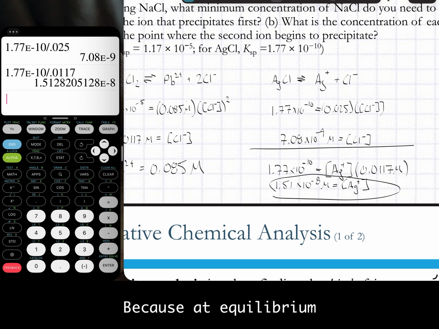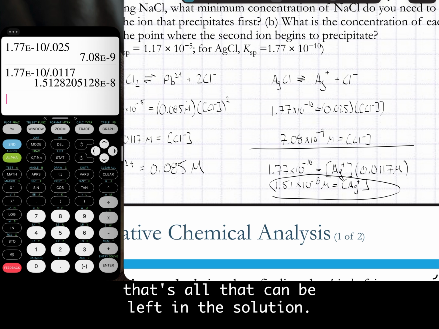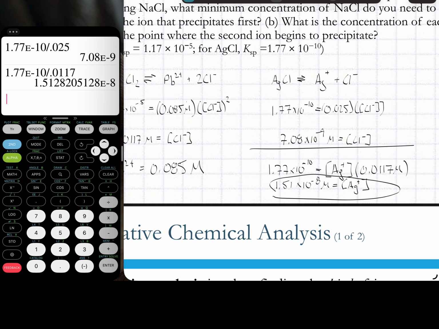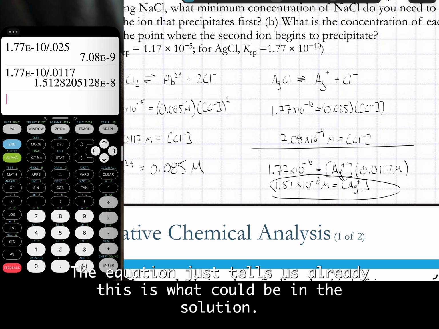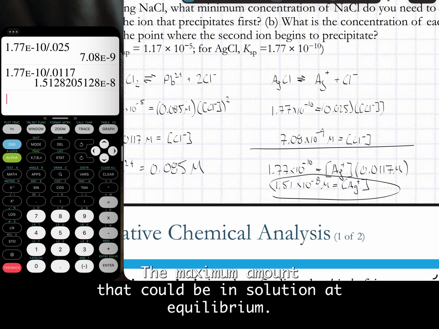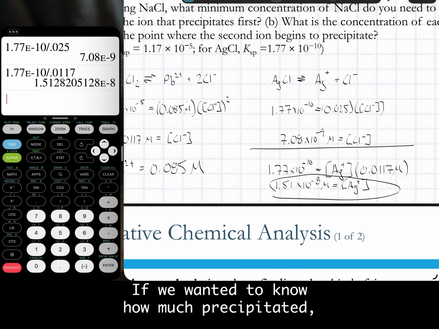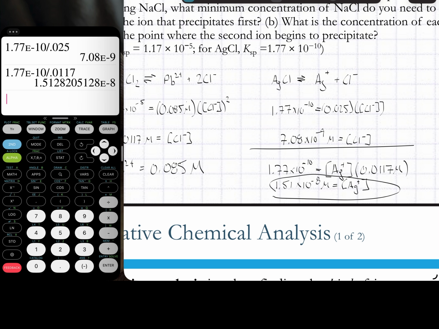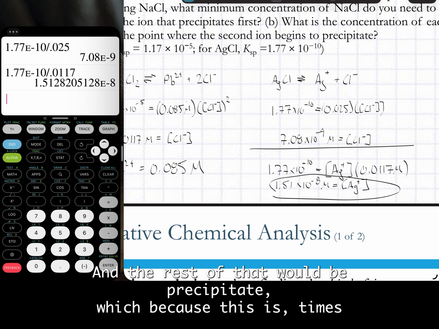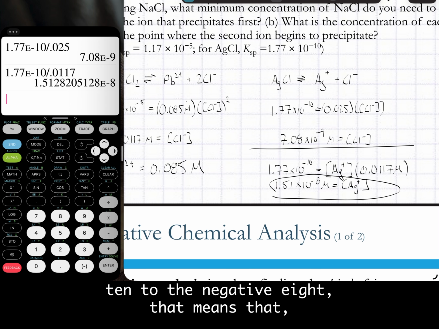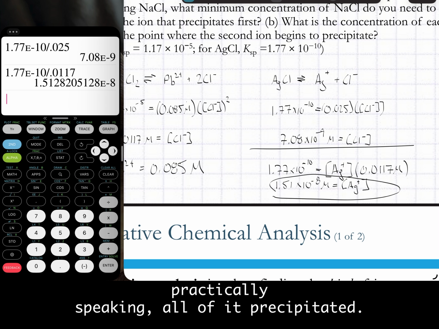Because at equilibrium, that's all that can be left in the solution. So we don't have to subtract it from anything. The equation just tells us this is the maximum amount that could be in solution at equilibrium. If we wanted to know how much precipitated, we could subtract this from the amount of silver that we started with, and the rest of that would be precipitate, which, because this is times 10 to the negative 8, means that, practically speaking, all of it precipitated.